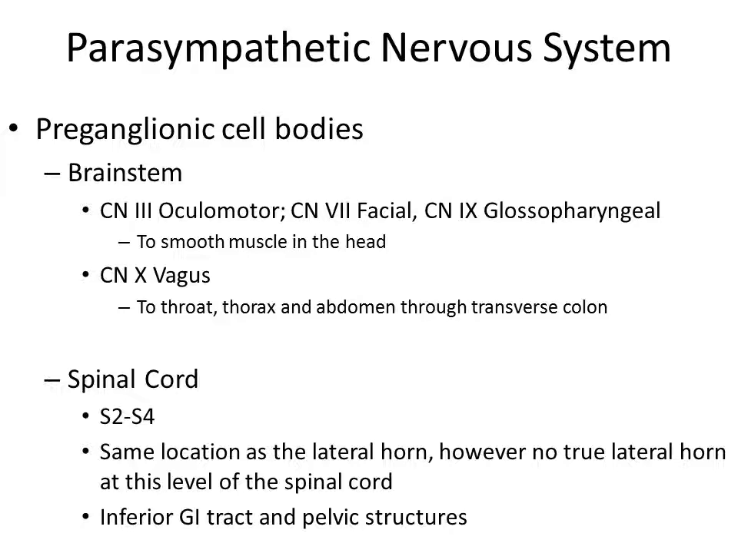The preganglionic neurons that are located in the spinal cord in the gray matter of sacral 2 through sacral 4 levels are going to innervate the inferior aspect of the GI tract, the descending colon and sigmoid colon and rectum, as well as pelvic structures, such as our urogenital system.